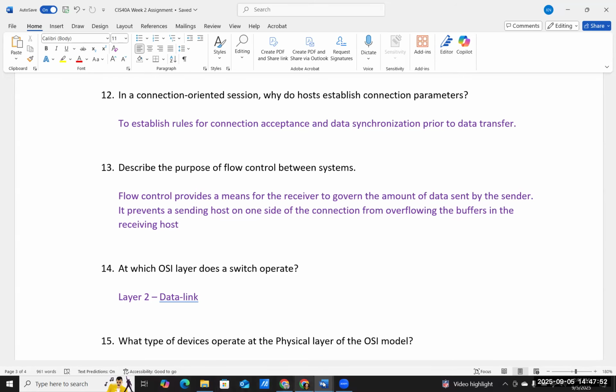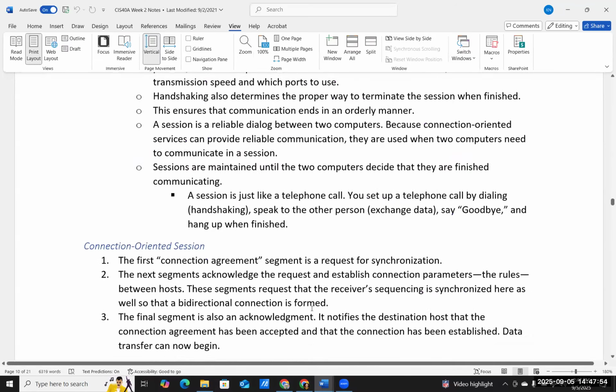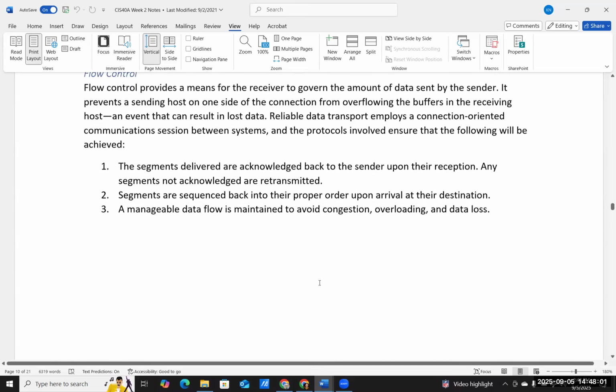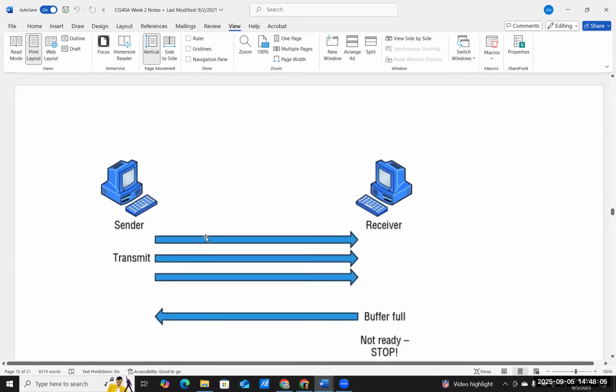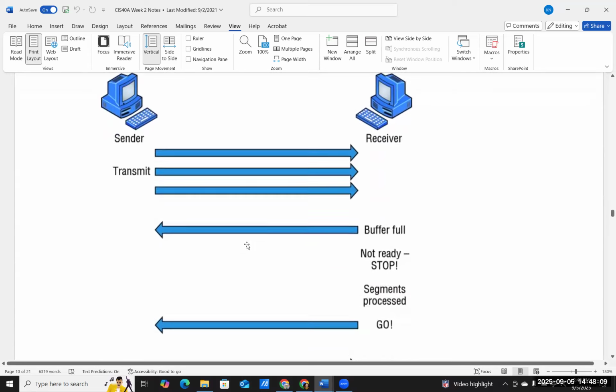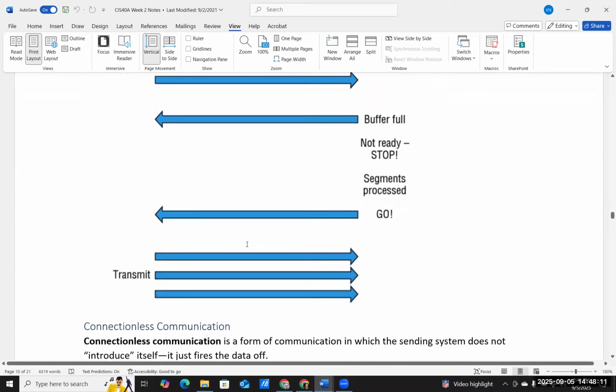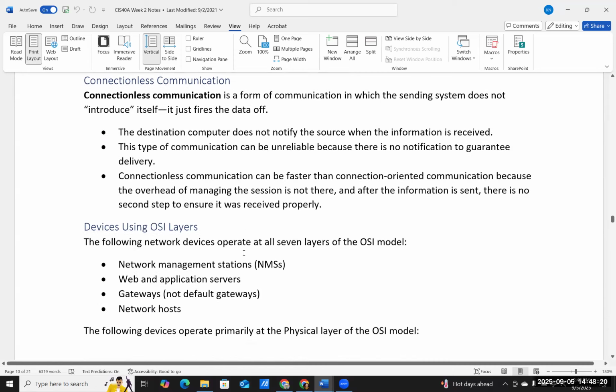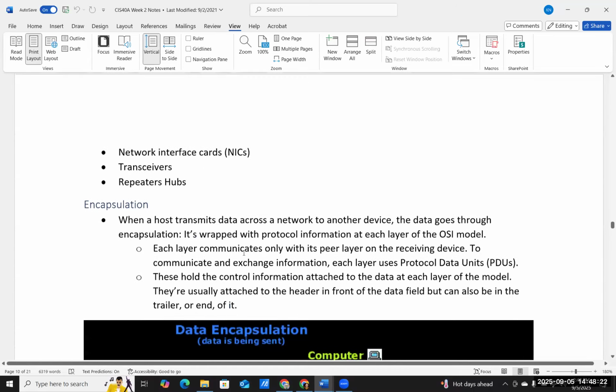Okay. So we would talk about flow control. You can go to page 10, and it gives you the procedure, the steps, and then some images. And then it goes into connectionless communication, like we talked about with UDP.